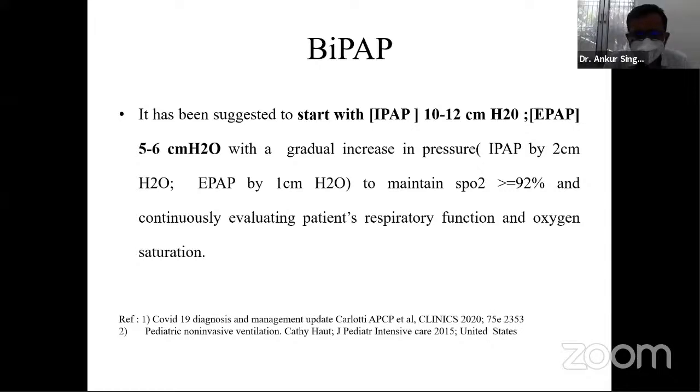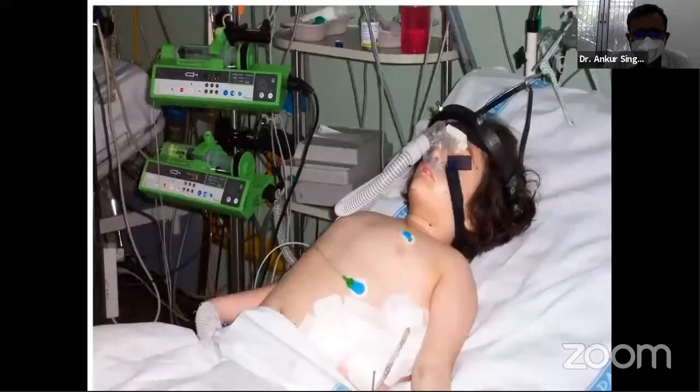So this is what I told you about the BiPAP, same slide. This is a figure in which a child is being supported with a BiPAP. There is a BiPAP machine, and this is a limb from where the oxygen is going and the pressures are delivered to this child. This is a nasal mask, this is not a nasal cannula. This is a nasal mask, and this child is easily tolerating this BiPAP.